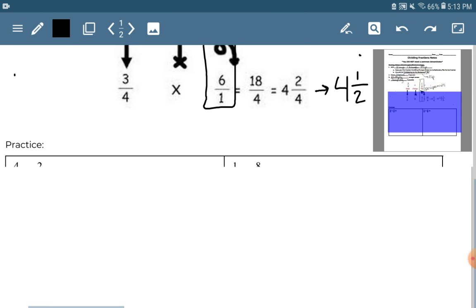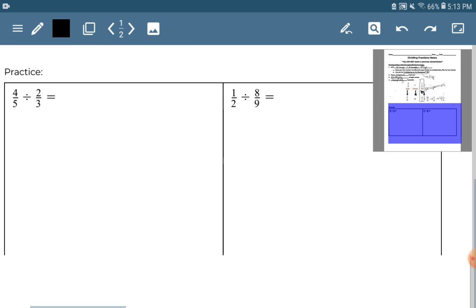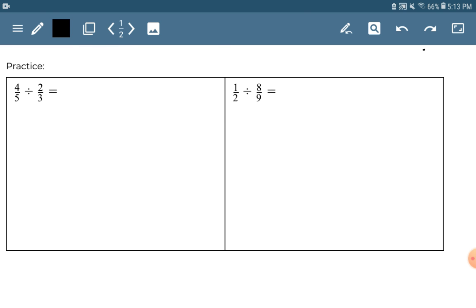So we are going to practice this a couple times. Again, we are practicing right now without any mixed numbers or whole numbers. So our first problem is 4/5 divided by 2/3. Again, you do not need a common denominator when dividing. So the first thing we are going to do is keep, change, and flip.